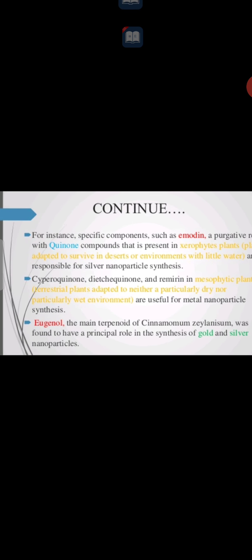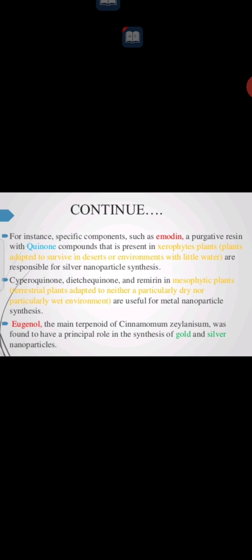So these are some stabilizing agents or stabilizing particles present in different plant species. For example, eugenol, the main terpenoid of Cinnamomum zeylanicum, was found to have a principal role in the synthesis of gold and silver nanoparticles. So these plants play an important role in the production of silver and gold nanoparticles.